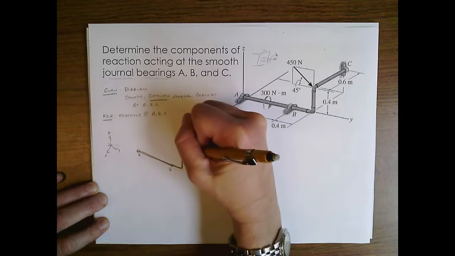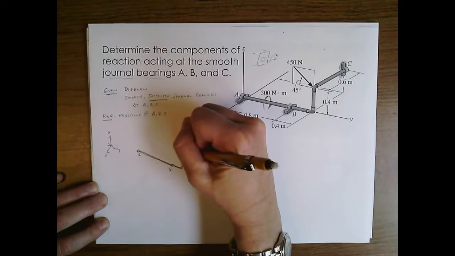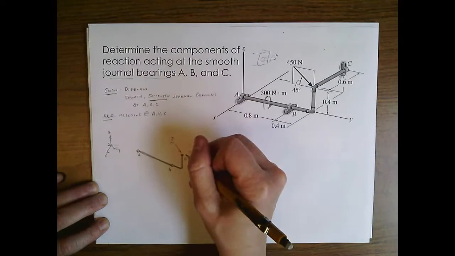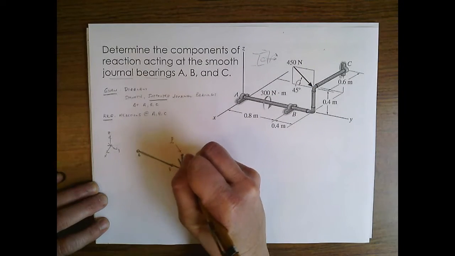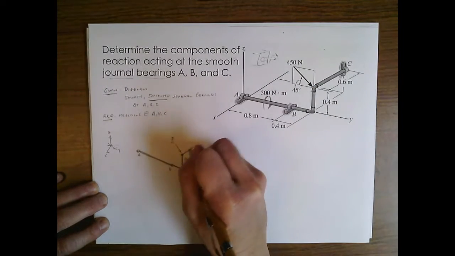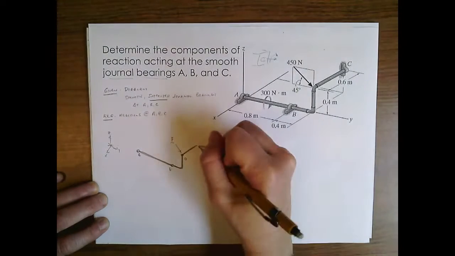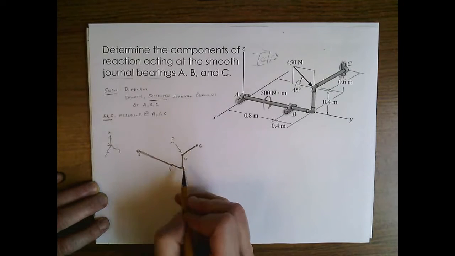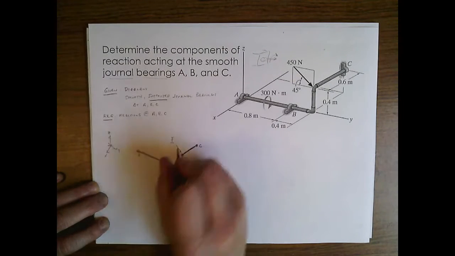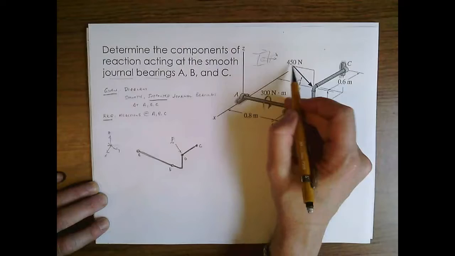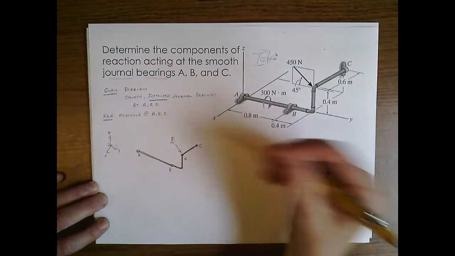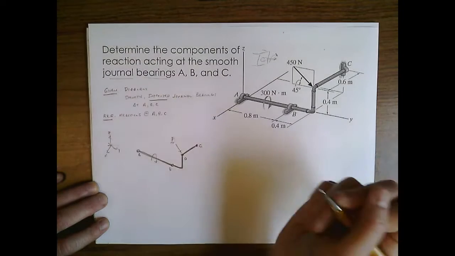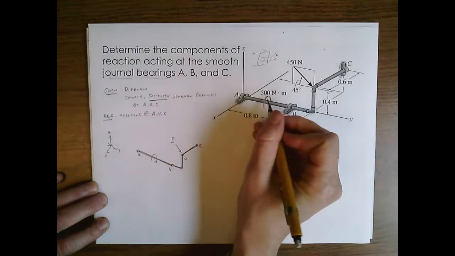And at point O, we've got a force that's acting. I'm going to call it F. I know its direction and I know its magnitude, so more about that later. And then I'm going to go back in the negative X direction until I hit point C, which is another journal bearing. So journal bearings at A, B, and C. I've got a force of 450 newtons acting here at point O. And then I'm also going to have a 300 Newton meter moment.